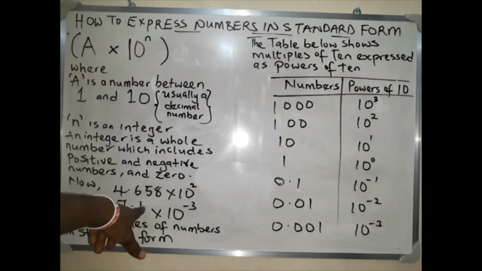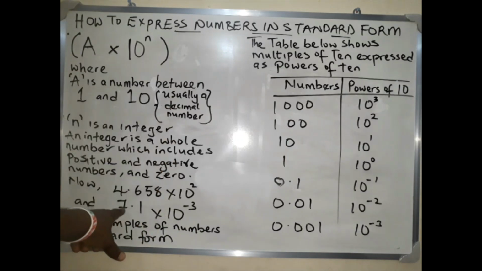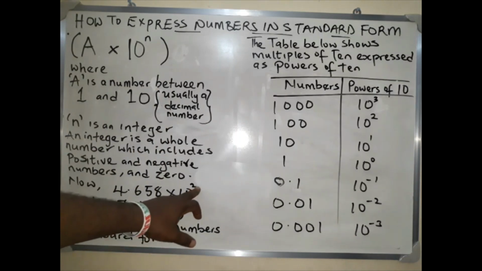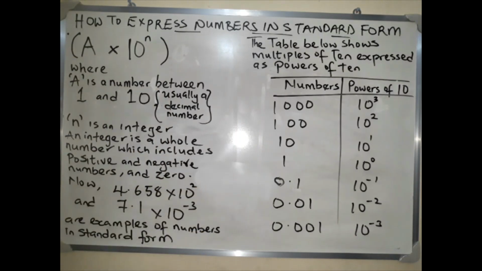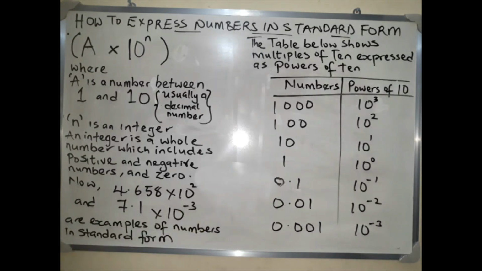4.658 is a decimal number, and you can see that 4.658 is between 1 and 10. The same thing here, 7.1 is a decimal number, and 7.1 is between the values of 1 and 10. Then for the powers of 10, you can see here 10 raised to power 2. 2 is an integer, while here we have times 10 raised to power minus 3. Minus 3 is also an integer because it is a negative number.